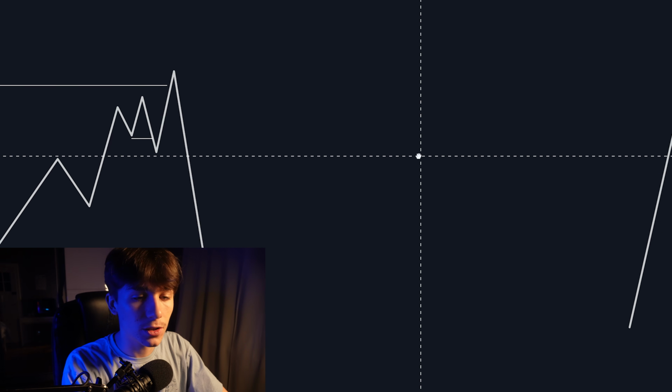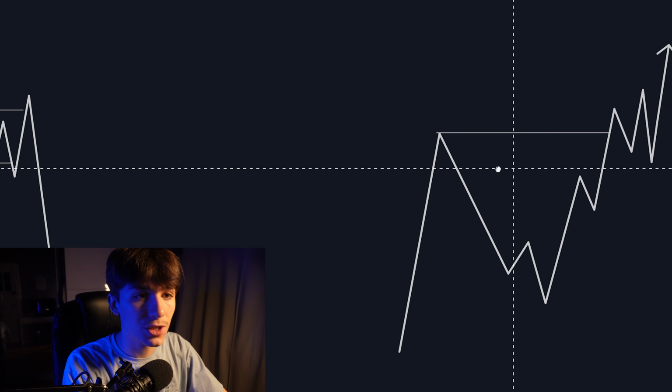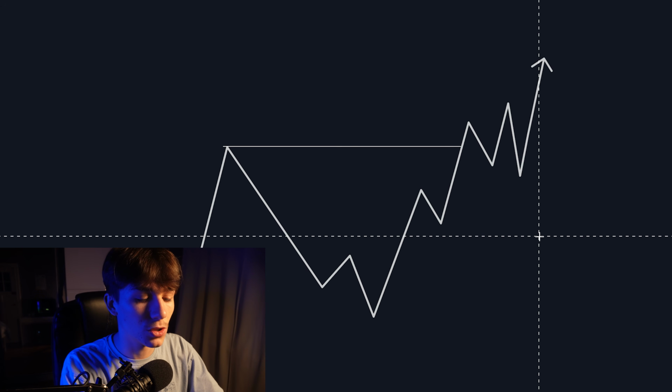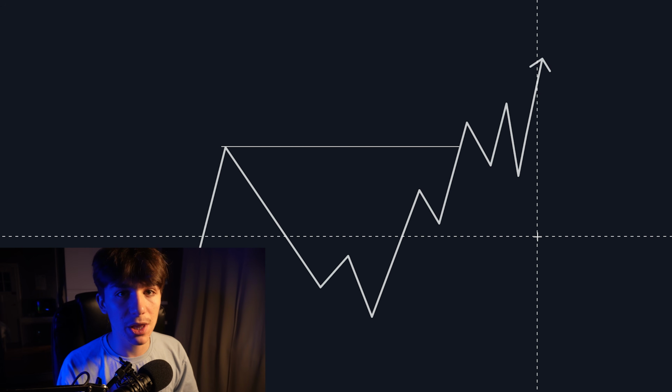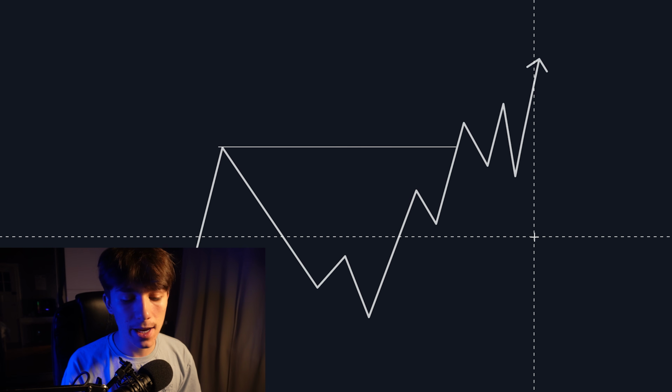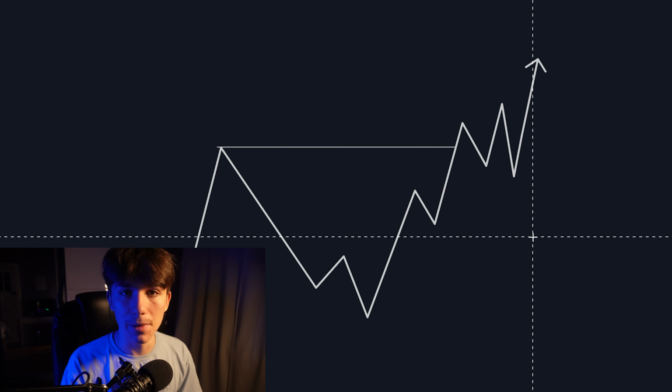So next up, what I like to use to identify valid break of structure is actually multiple time frame confirmations. I basically use the minute 5 and the minute 15, and I use them in confluence. My main confirmation time frame is the minute 5 time frame.